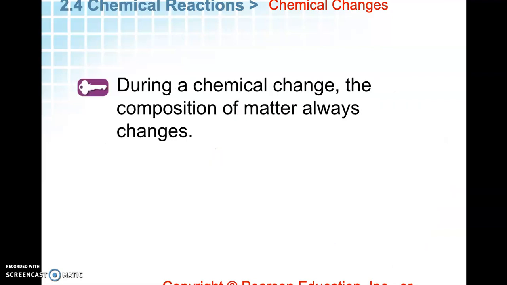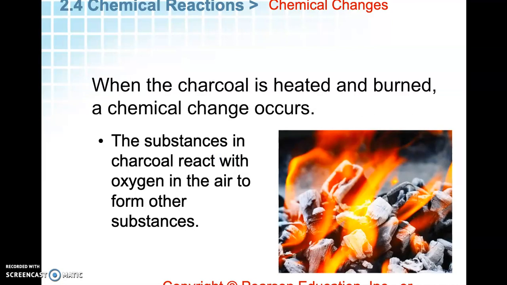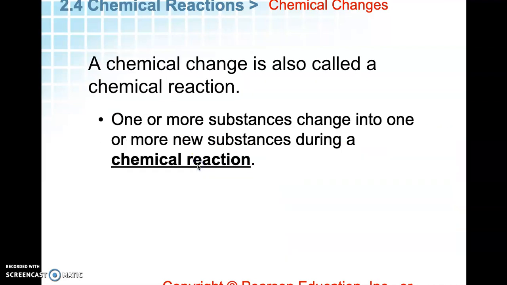Key point though, during a chemical change, the composition of matter always changes, so we get something brand new. So when we heat the charcoal or burn it, a chemical change occurs. The substances in charcoal react with oxygen and the heat to form other substances, so we get something brand new. A chemical change is also called a chemical reaction, and it's where one or more substances change into one or more new substances. So a chemical reaction and a chemical change are two of the same thing.